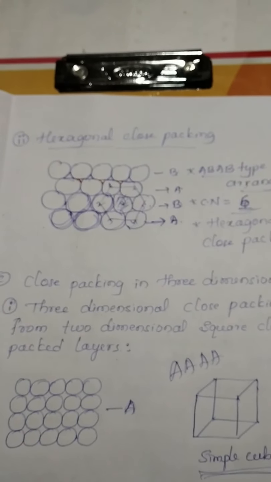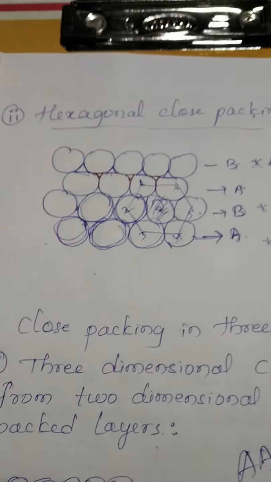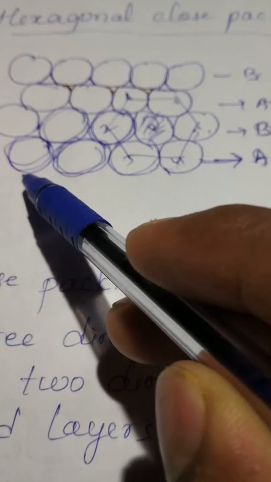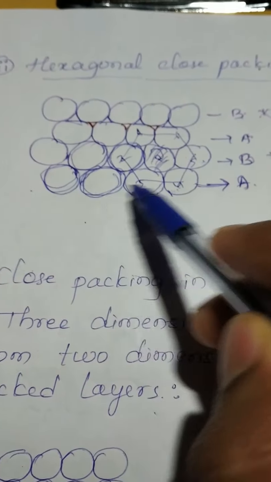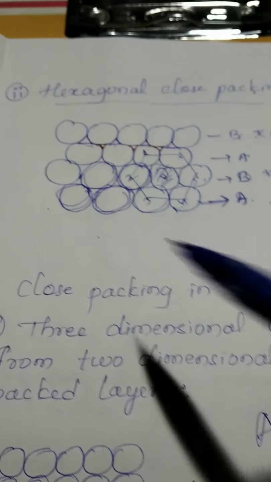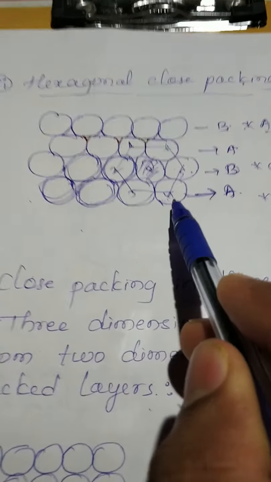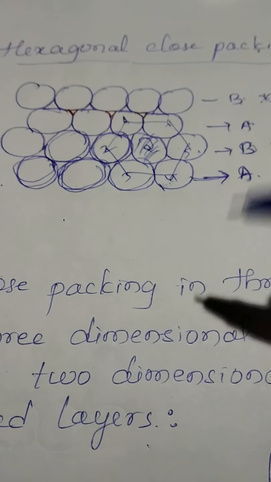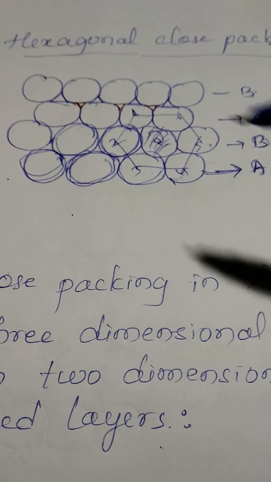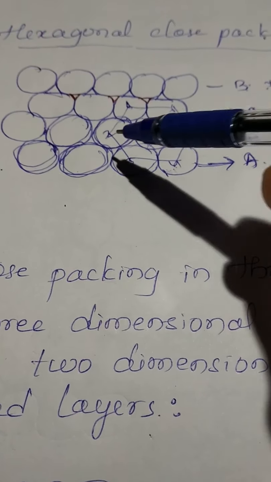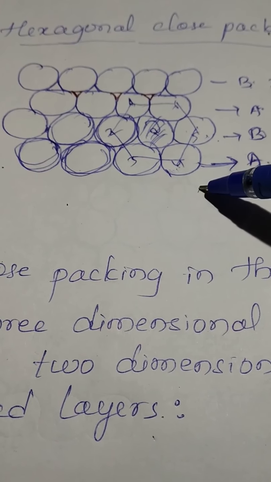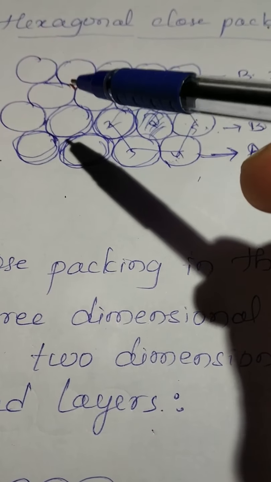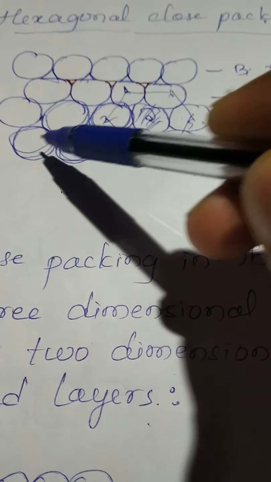So how can we arrange the spheres in hexagonal close packing? Similarly, here also take a one-dimensional close packed structure, that is the first row. Take that row and the same row, and place the second row over the first row such that the spheres of the second row fit in the depressions of the first row.